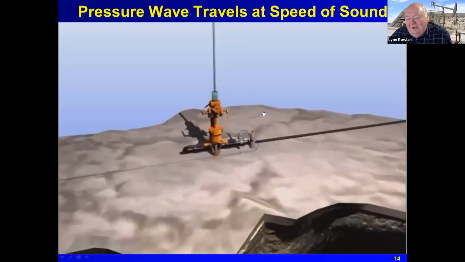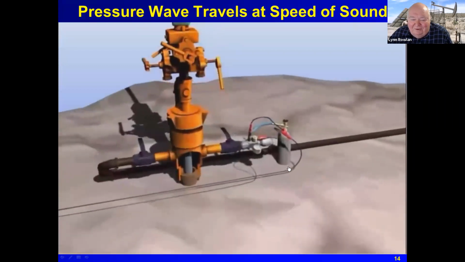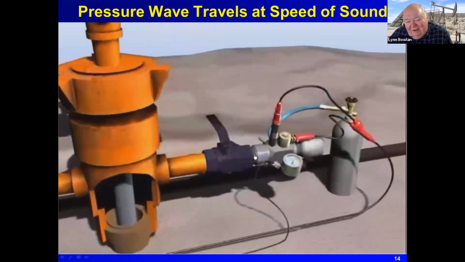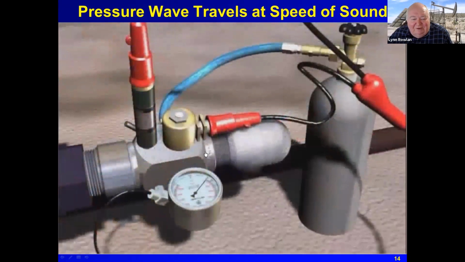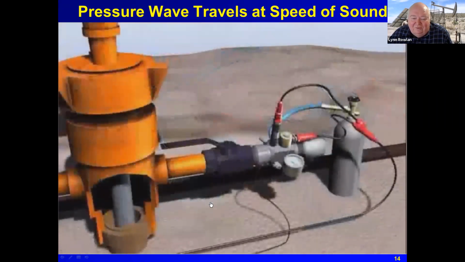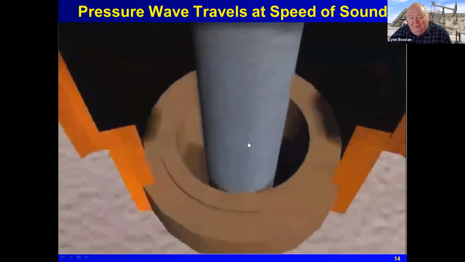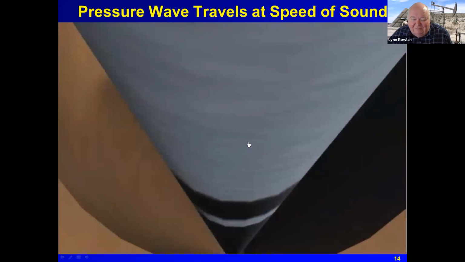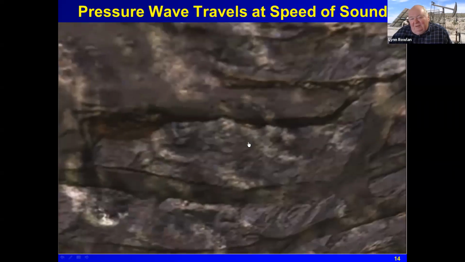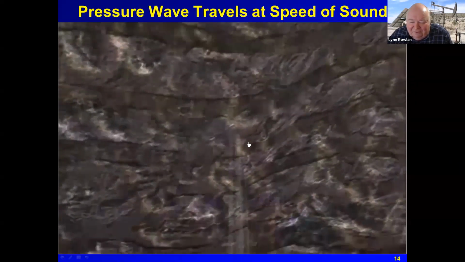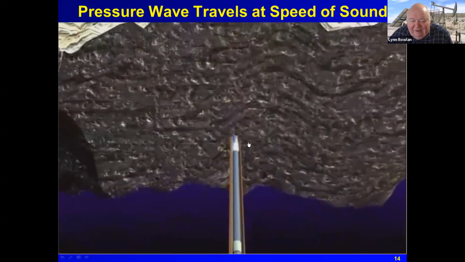Now here we have a video, a little animation that shows the gas gun attached to the casing, and we're going to charge the gas gun. This is the cylinder CO2. Charge the gas gun to a pressure greater than well pressure. We open that valve. We send a signal to the solenoid that quickly opens the valve in the gun and sends that pressure wave down the well.